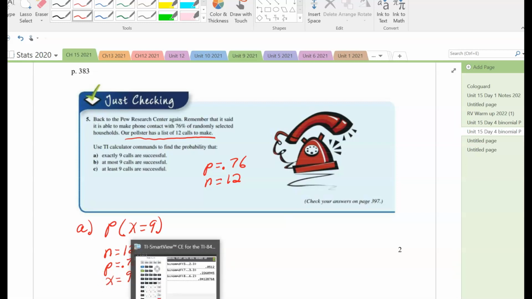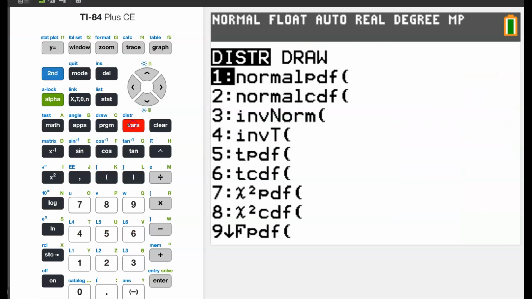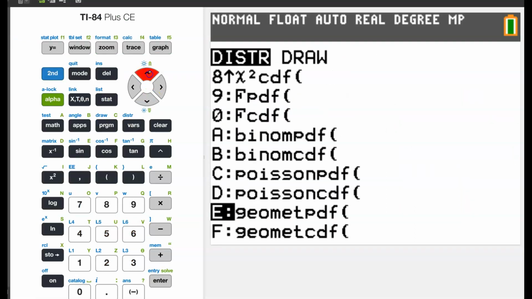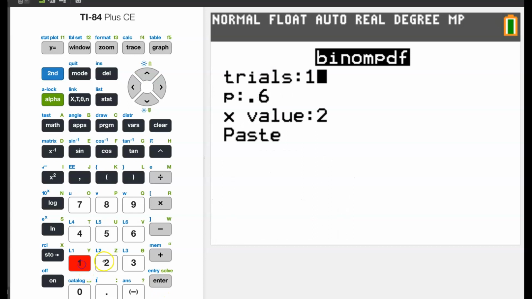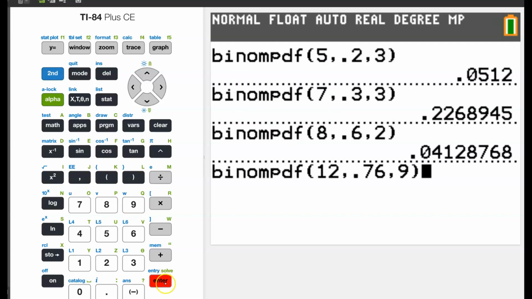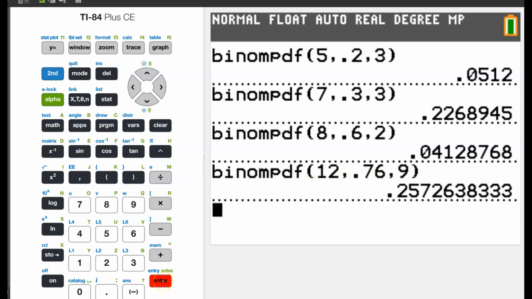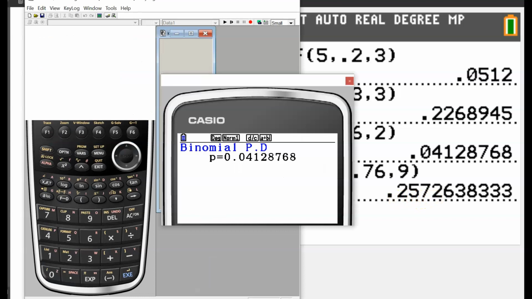So this time I'll do it on the TI first. So I'm going to go second distribution. I'm going to scroll up or down to letter A, or you can press alpha A. So we had 12 trials. The probability of success was 0.76. And we wanted to know 9 successes. And I'll move down to paste and press enter. Again, some of you have the other calculator, so you want your screen to look like this. Binomial Pdf 12, 0.76, 9. When you enter, the probability that they make 9 successful phone calls is 0.2573. Let's do that on the Casio.